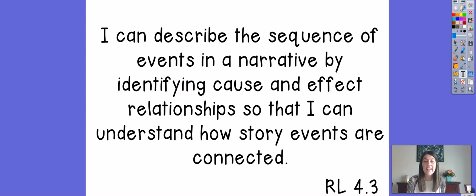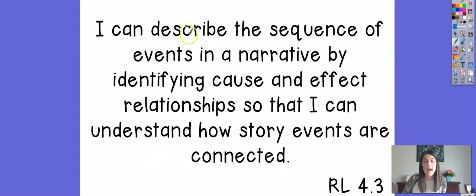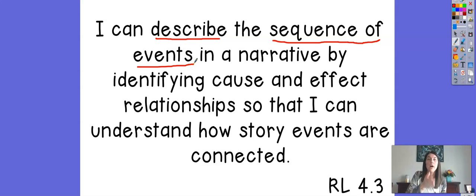Today, when we read our story, take a look at our learning goal. Today, I can describe the sequence of events in a narrative by identifying cause and effect relationships so that I can understand how story events are connected. So let's take a look at some of these words. We know describe means to tell in detail. And then we're going to see this phrase, sequence of events, and that simply means those events that happen in order, one after another after another.